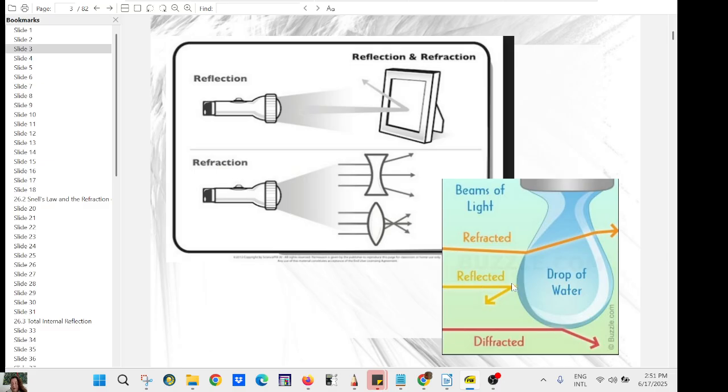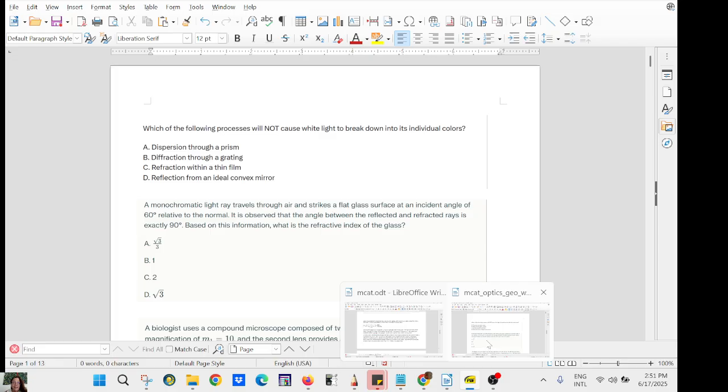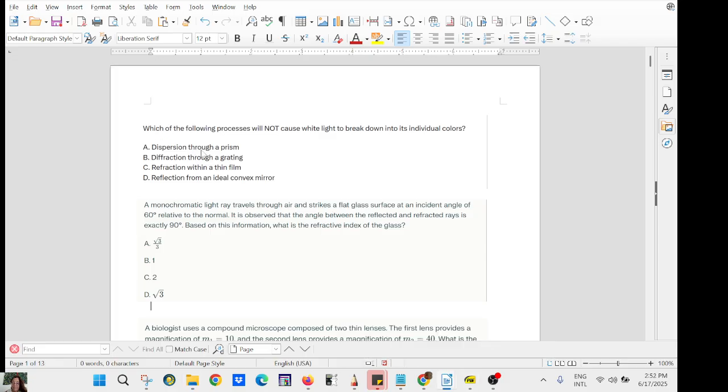Light can be reflected, so it's like bouncing off. And light can be diffracted, which means it's going to bend around a corner. So you have refraction, reflection, diffraction. Here it says, if there is a prism, can you have a breakdown into its individual colors? Yes, of course. With a prism, that's the very basic thing, right?